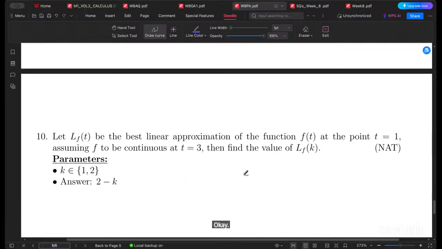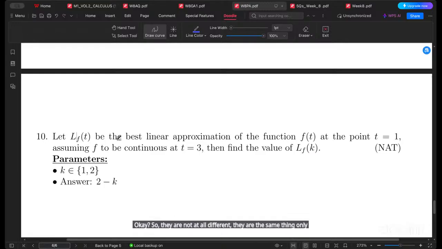Okay, there is one more part. This is about best approximation. So, see, the names are different. Differentiability, tangent, best approximation. They are like different names given to the same thing. So they are not at all different. They are the same thing only.